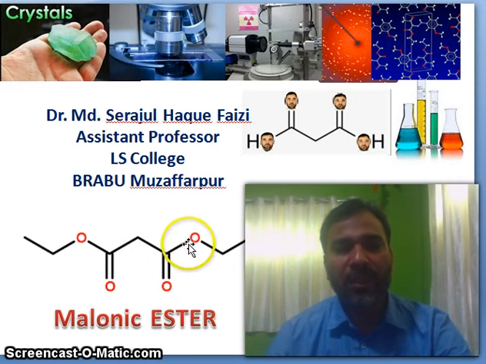Why active? Because this carbon is flanked by 2 electron withdrawing groups, this and this. So this hydrogen becomes acidic, easily removes H plus, and a carbanion is formed. So why is it forming? Inductive effect, resonance, and many other reasons also. So this is all about the malonic esters.